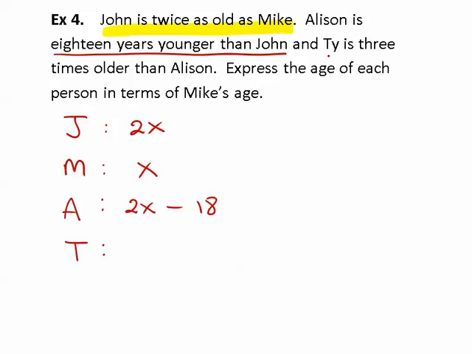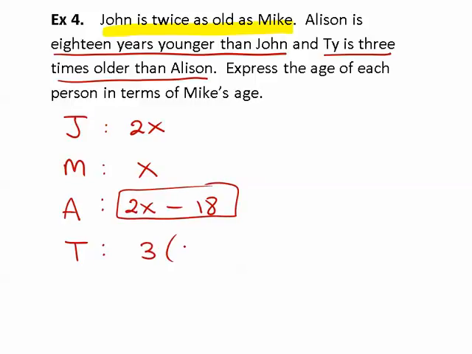The last person we have to talk about or express is Ty, and he is 3 times older than Allison. Well, how old is Allison? Allison is 2X minus 18 years old. So 3 times that would be 3 times the quantity of 2X minus 18.